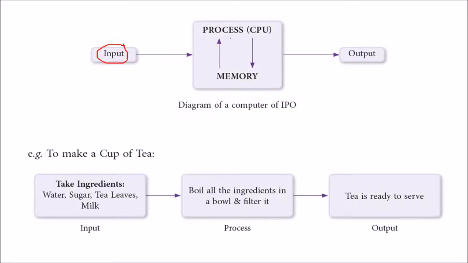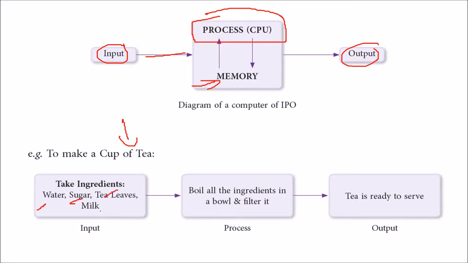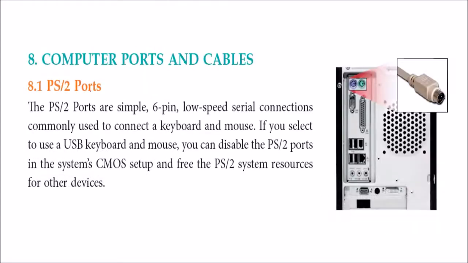So this is the input. Whichever input you give, you get the output. Inside this, you have a processor, and processing is done with the help of memory. To make a cup of tea, take an analogy: you need ingredients like water, sugar, tea leaves, milk. These are all inputs, and what you get in response is the output, a cup of tea. The process is that you boil all the ingredients in a bowl and then filter, strain it.